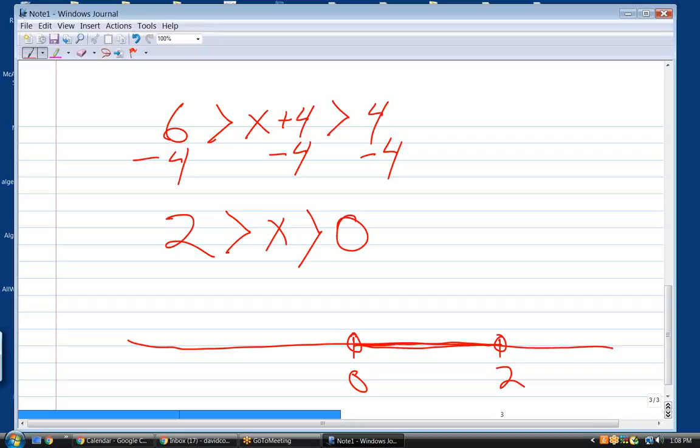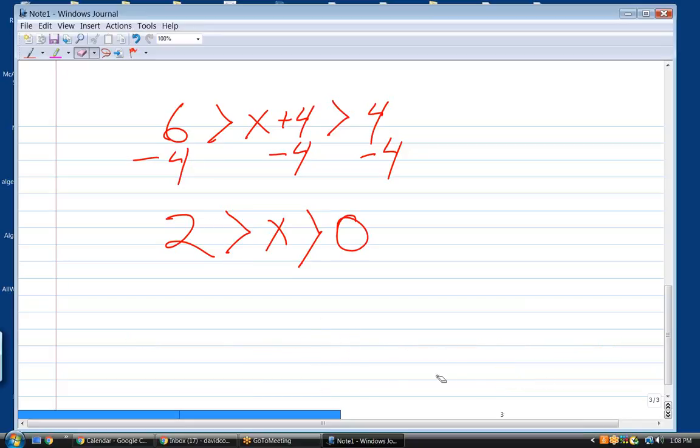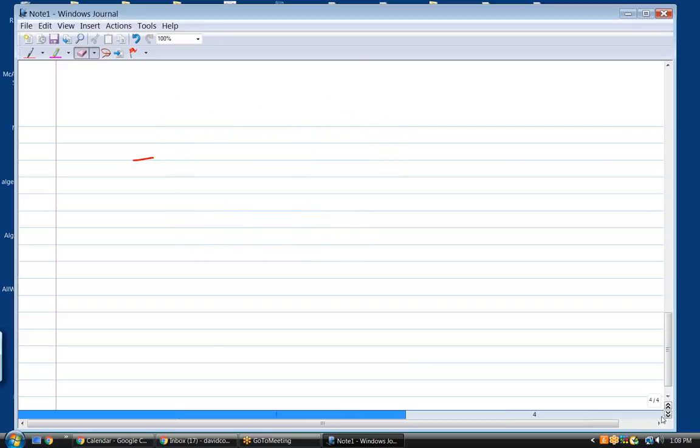And typically they put circles to show that it's greater than or less than, as opposed to if this was like that, they would be closed circles. In other words, if it could be 0 or if it could be 2, we would have a closed circle. But if it has to be greater than 0 and less than 2, then we're going to have an open circle in our graph. Okay.